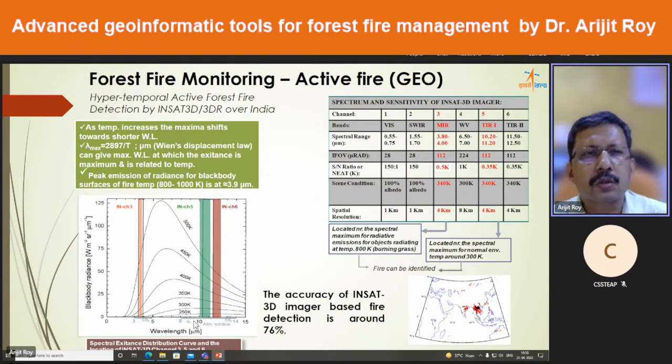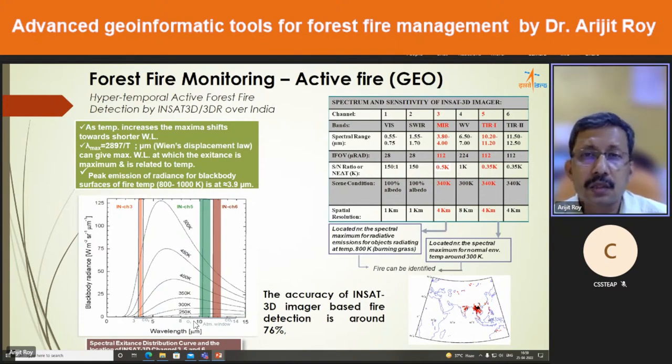So now we talk about forest fire monitoring using geostationary satellite data. The plus point of using geostationary satellite data is that it can image the disk which it's staring at once every half an hour. So using a combination of INSAT-3D and 3DR, we can basically image the disk every 15 minutes.